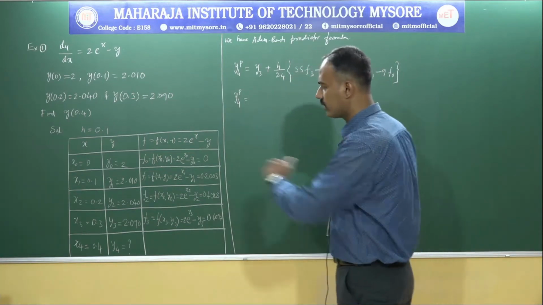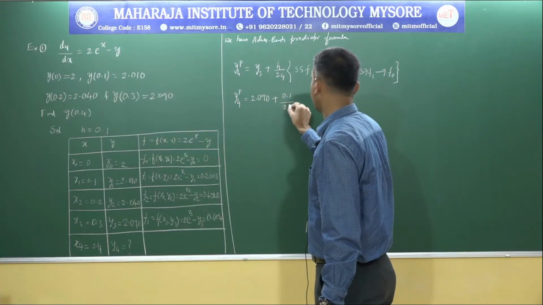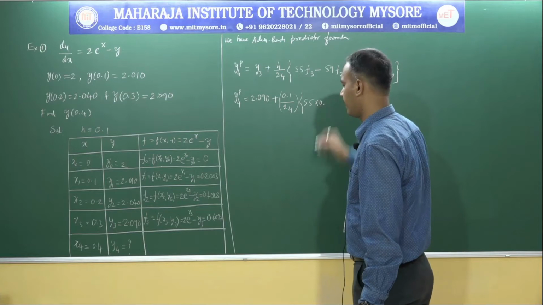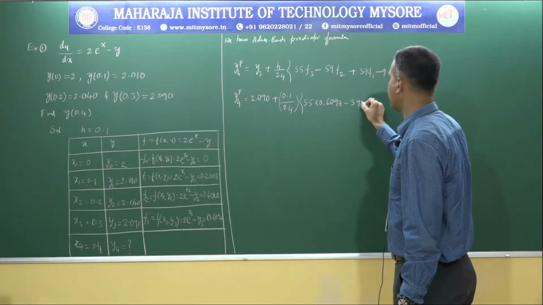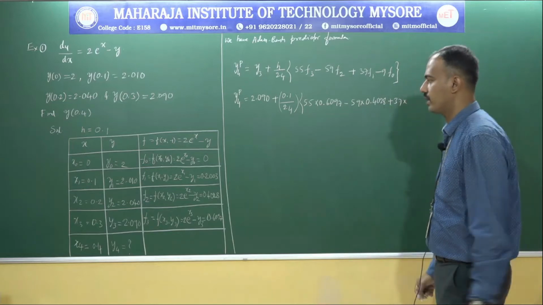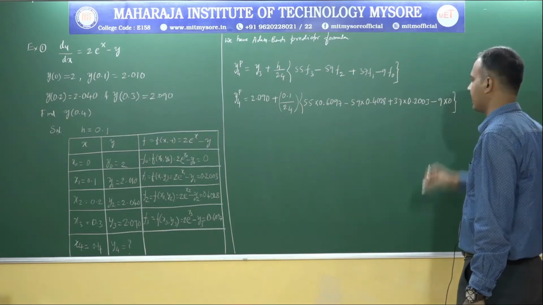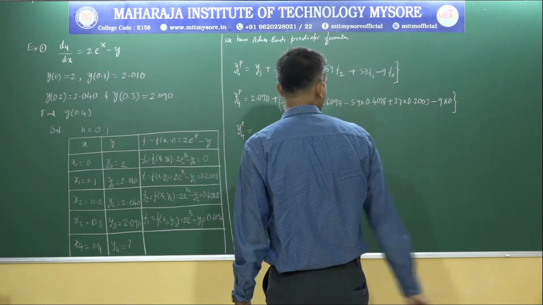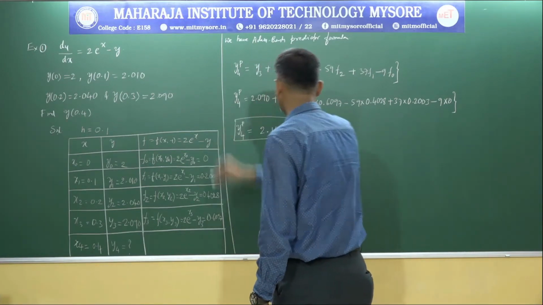Now y4p: y3 from the table is 2.090, plus h value 0.1, with denominator 24, times 55 f3, where f3 from the table is 0.6097, minus 59 into f2, where f2 is 0.4028, plus 37 into f1, where f1 is 0.2003, minus 9 f0, where f0 is 0. With the help of a calculator, we simplify and find y4p as 2.1616. That will be the predictor value.